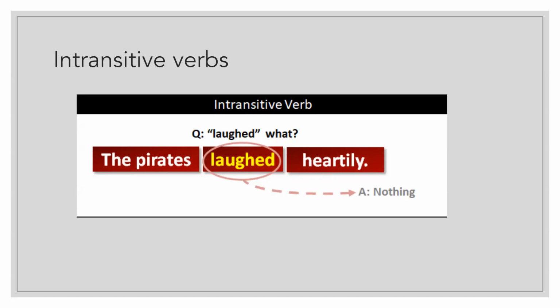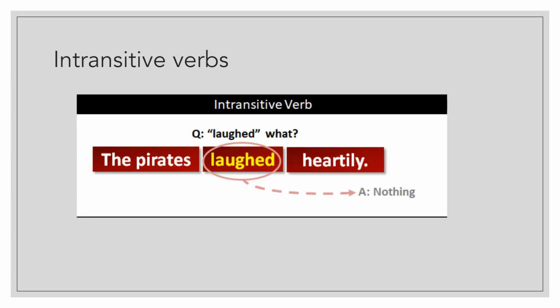So a verb like laughed, we can throw in an adverb if we want. The pirates laughed heartily, right? But we cannot put a noun phrase after the verb laugh. We can't say the pirates laughed... I don't even know what to put, right? There's nothing you can put there. There's no object that we can put there. Okay. So we could have a sentence with just the verb by itself. The pirates laughed, period.